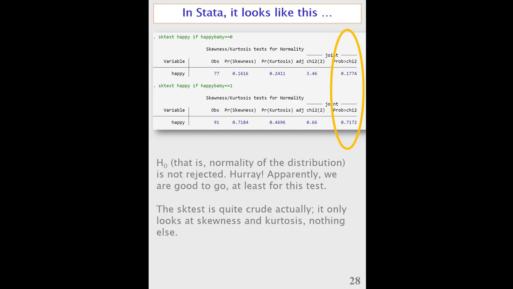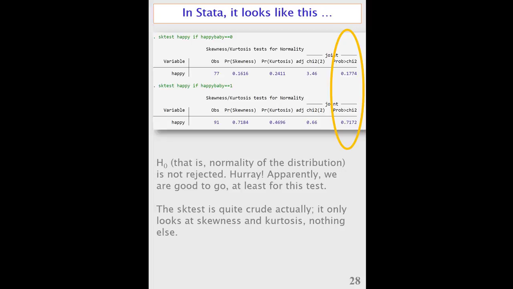This is the only thing you'll notice. That's actually relatively straightforward. The command is ttest happy, that's the happy variable that we have, if happy baby equals 0. What we need is normality for both of the groups. So you don't want to test the variable happy as a whole, but only for that group separately. Here for happy baby equal to 0, there for happy baby equal to 1.